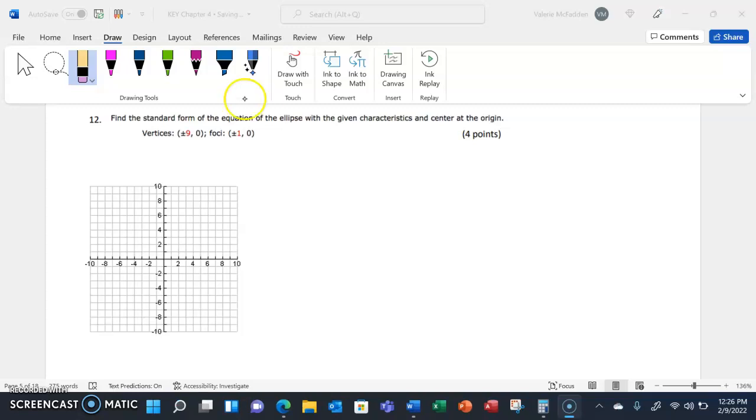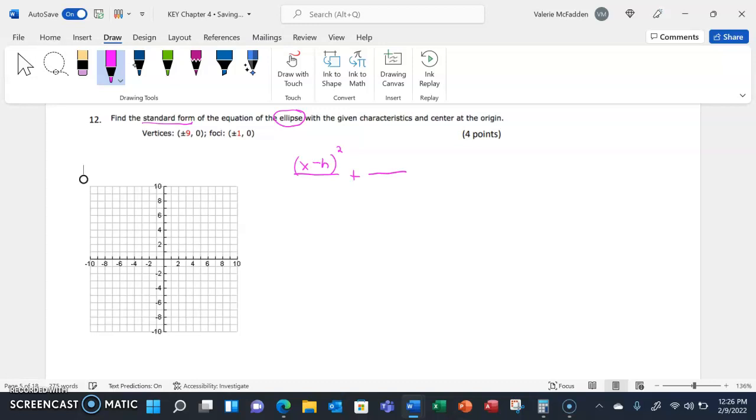Okay, let's do number 12 since it's also an ellipse problem. It says find the standard form, which is (x minus h) squared, and then we've got a plus sign in between, over a squared, and (y minus k) squared over b squared equals 1. Now, sometimes the a squared and the b squared switch places. We always say a squared is greater than b squared. A squared should be the bigger number.